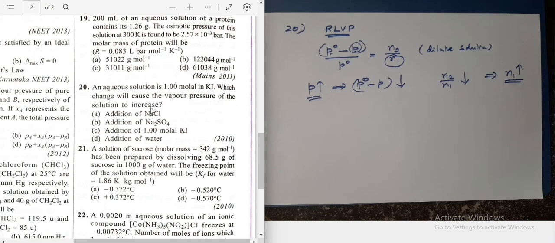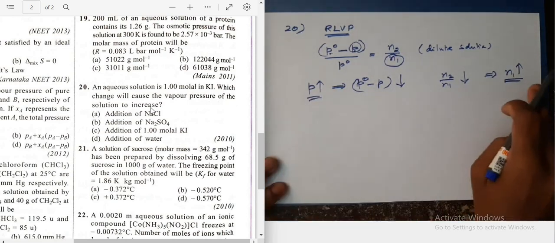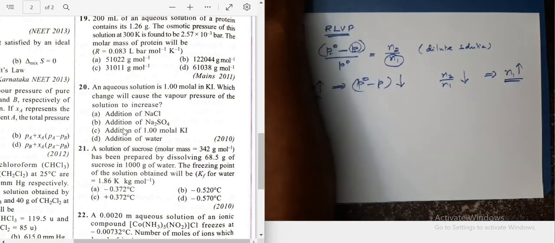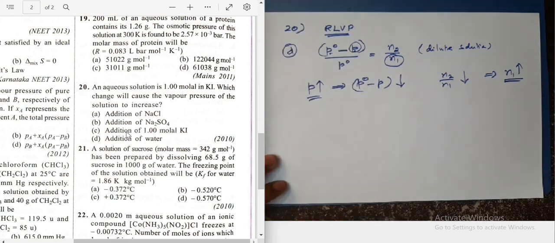Yes, sir. Okay, so to increase the vapor pressure of the solution, you should add more solvent. So the correct option is, see option D, addition of water, because water is the solvent here. So if you add more solvent, the vapor pressure of the solution will increase. So the correct option for this question is option D.